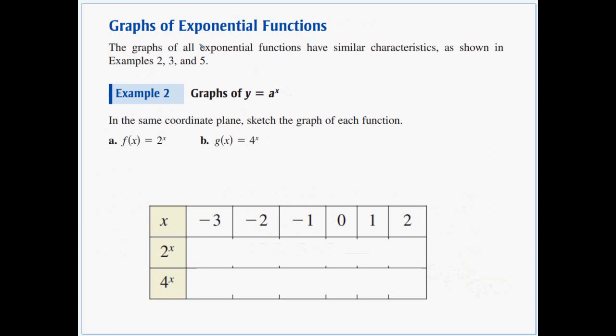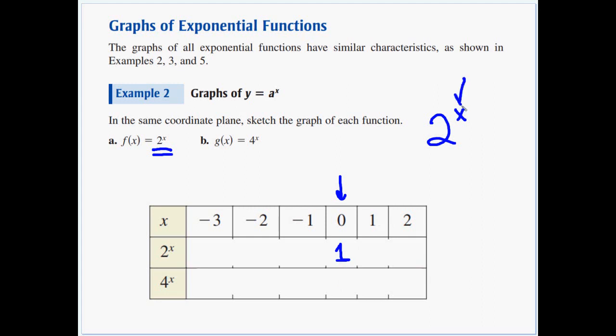All right, in example 2, we're going to check out the graphs of some of these exponentials. We're going to look at 2 to the x and 4 to the x, and we're going to do those in the same set of coordinate axes. I'll do 2 to the x in blue ink. Now here on the table, I like to start at 0, because if we put in 0 for the exponent, 2 to the x becomes 2 to the 0. Anything to the 0 power is 1.